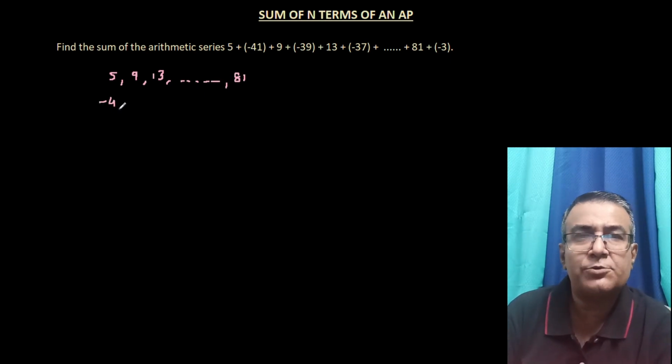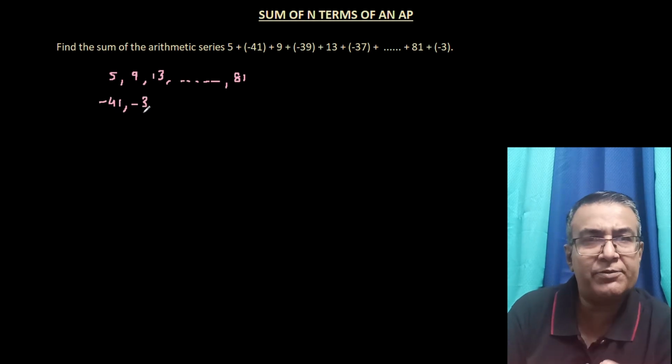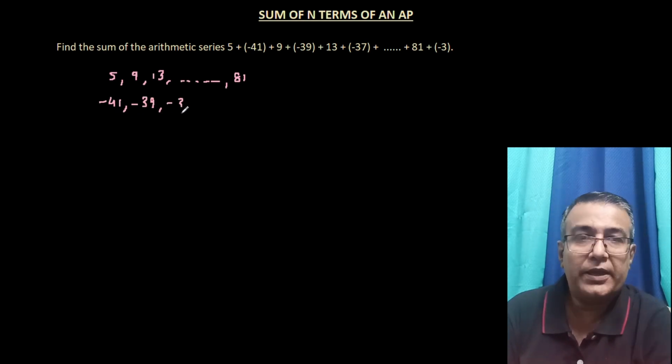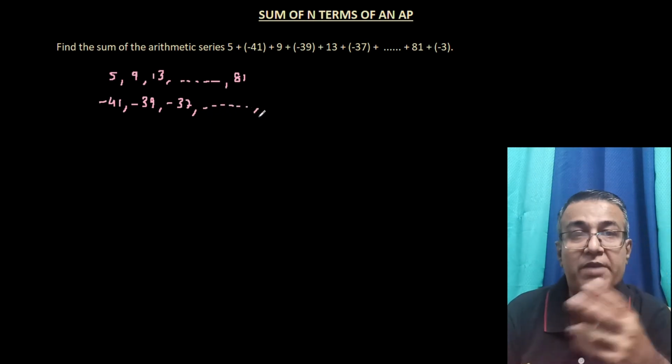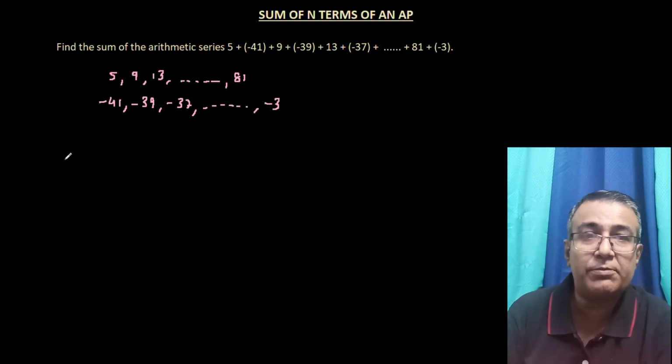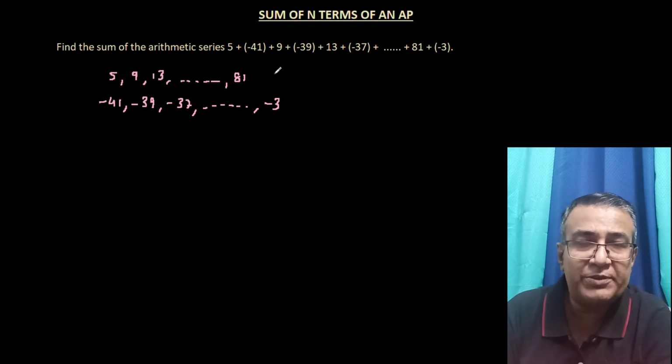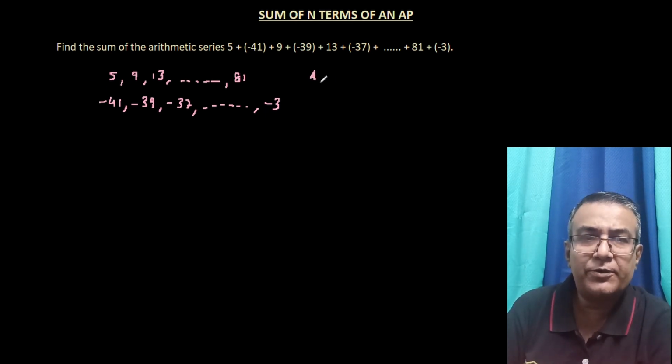And the second AP is going to be negative 41, negative 39, negative 37. And again, because these are negative numbers, the numbers are increasing by 2 every time. So as we go to the next number, we just add 2 to the previous number. So this happens to be our first AP. We can write that as AP1. And this happens to be the second AP, AP2.